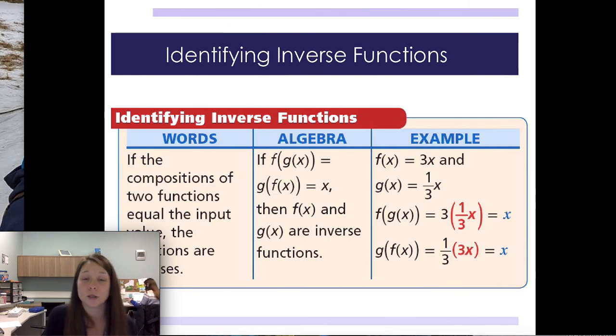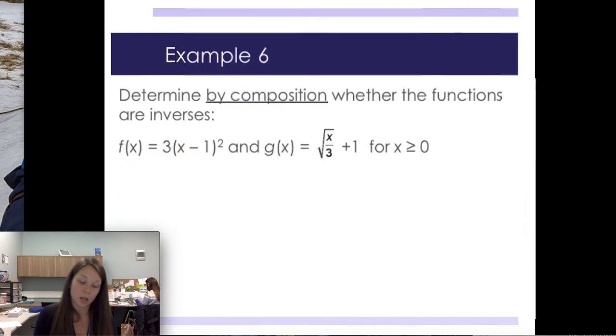So if you compose the two functions into one another, and they both simplify down to x, that means the two functions are inverses. Because inverses means that those operations are undoing one another, and it's just bringing you down to x with both of them. So let's go through an example of this.